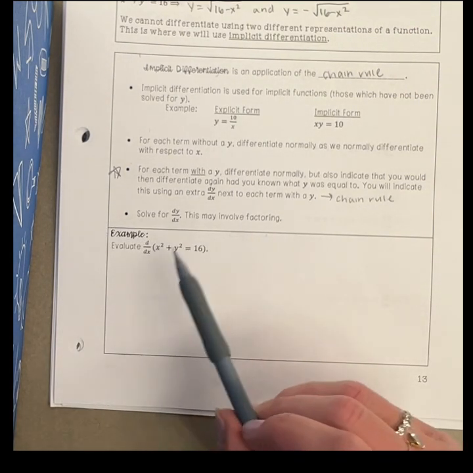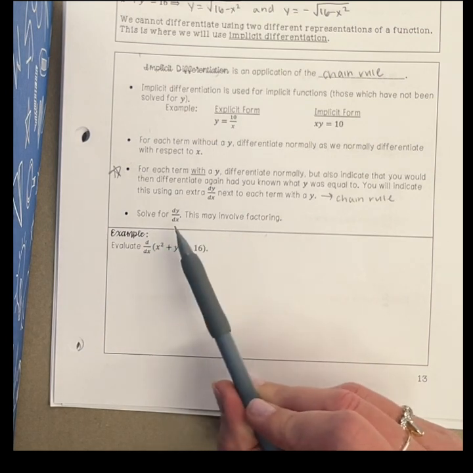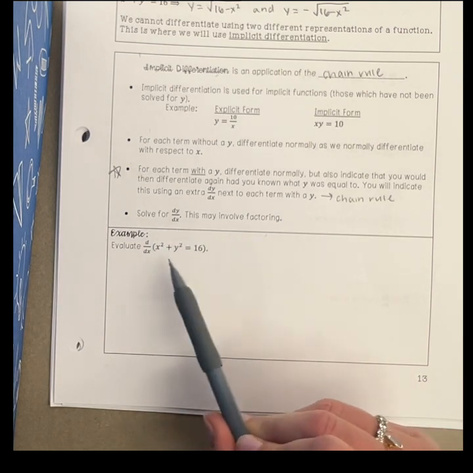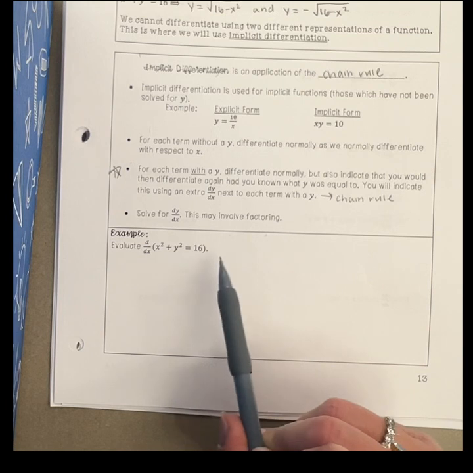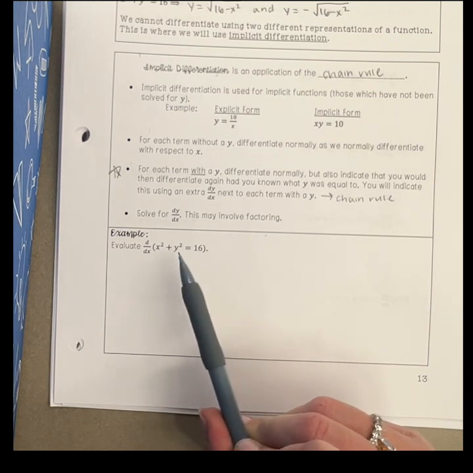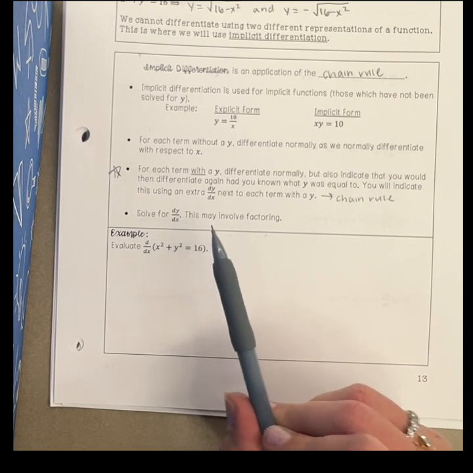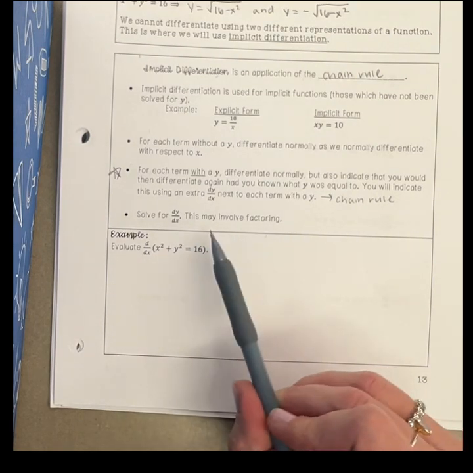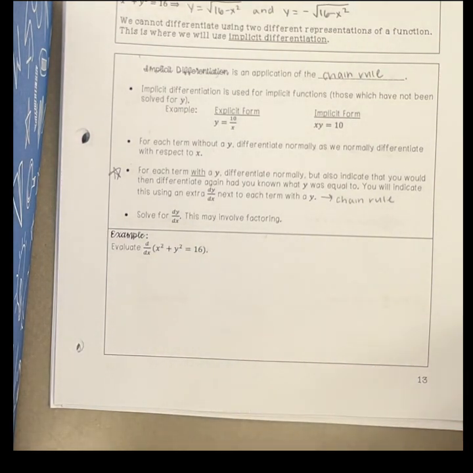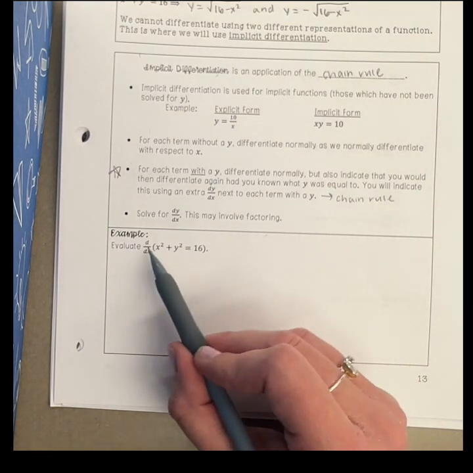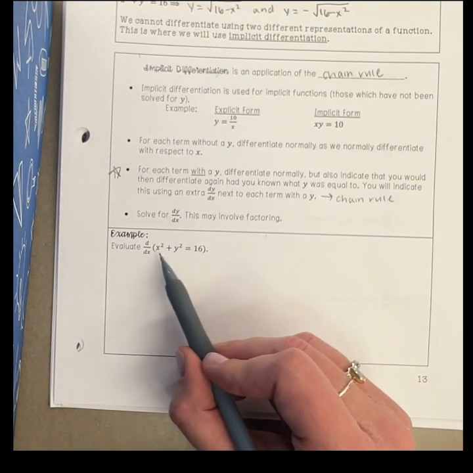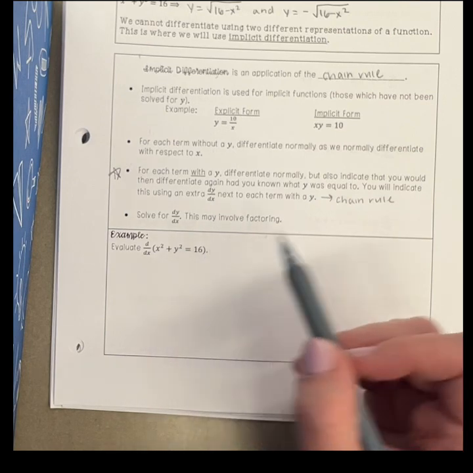All right. You might have more than one dy dx in your problem, depending on how many y's are in your question. Now, our first example didn't have very many y's, it just had that one, so that's fine. But if it has more than one y in it, you may have to do some factoring to solve. So, evaluate d dx, that just means take the derivative of x squared plus y squared equals 16.